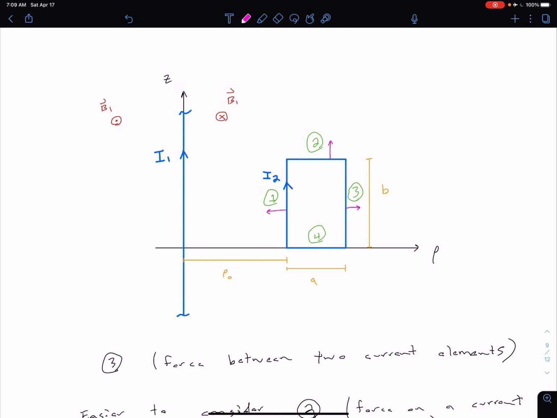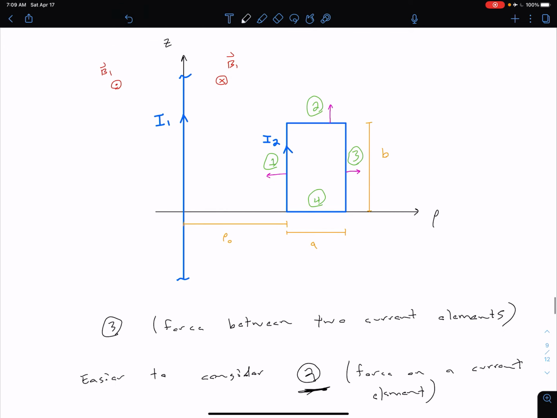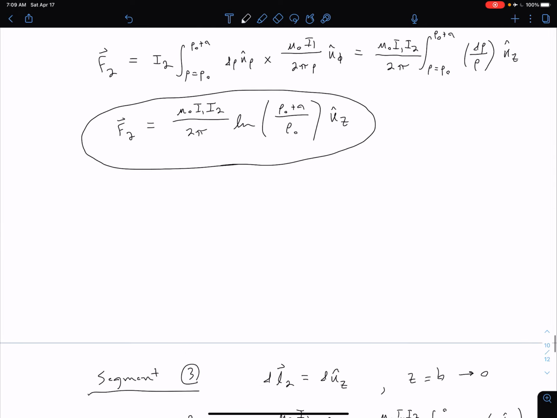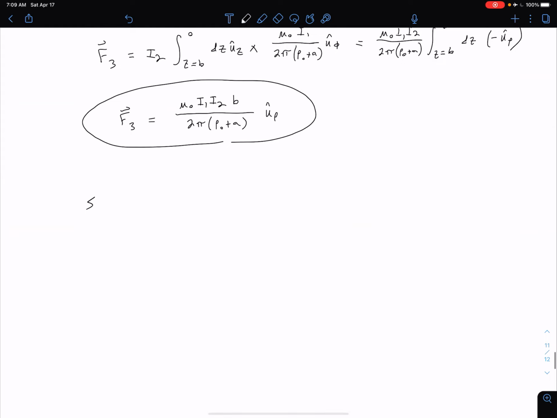All right, so then finally for segment 4, similar to segment 2, we're changing only in rho direction. Now we're starting at rho naught plus a, and we're going to rho naught. And just like with segment 2, note that our rho is varying as we're moving along this segment, so it's going to be further here and closer here, so we want to keep that rho as a variable in our equation for B1. So let's come down here to segment 4.